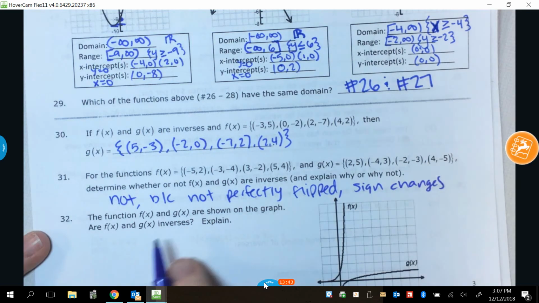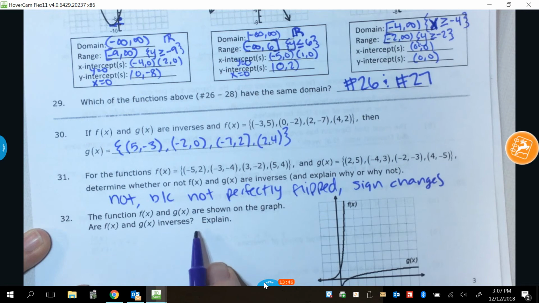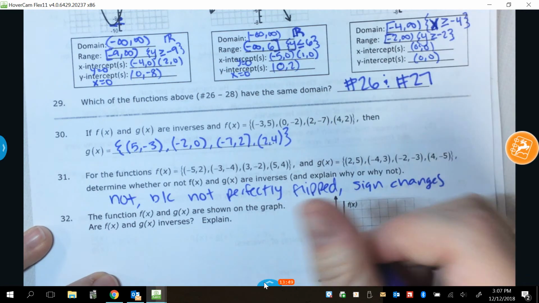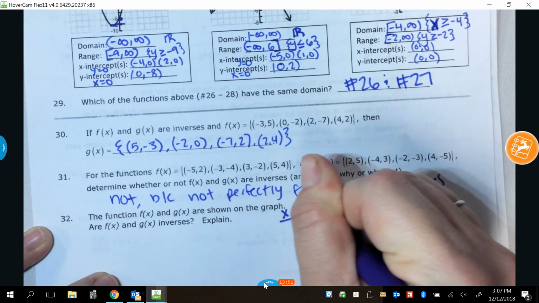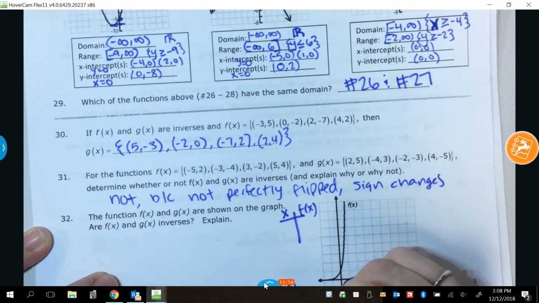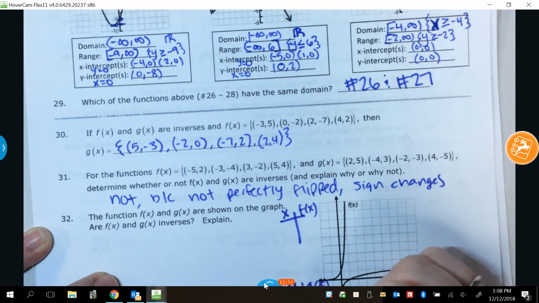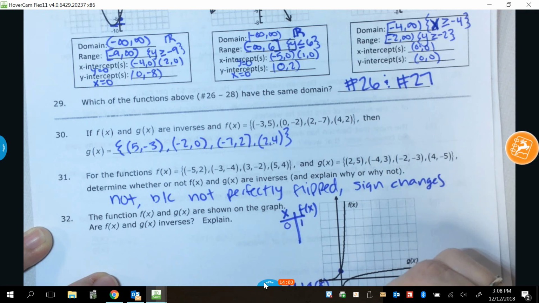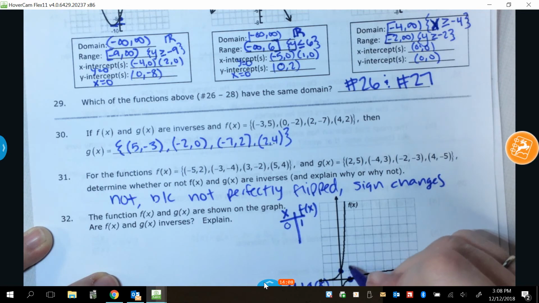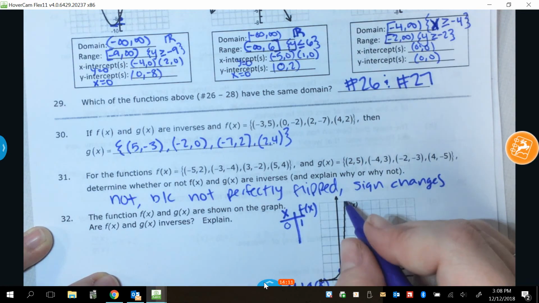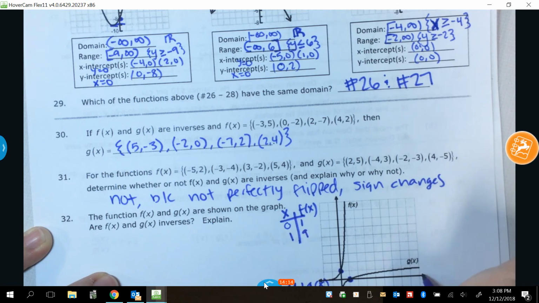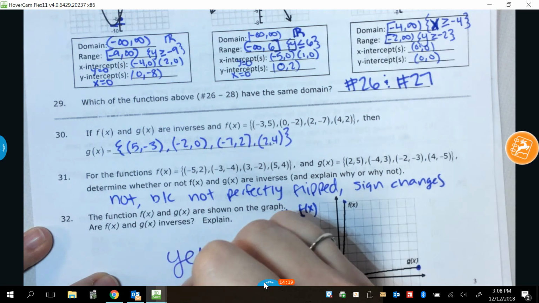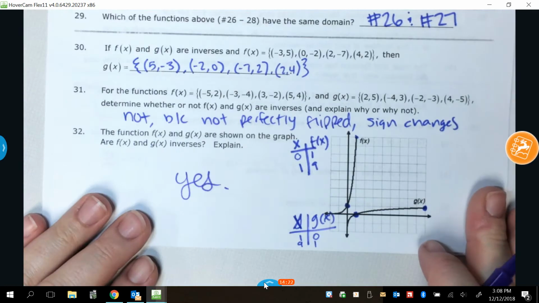Okay. The function f of x and g of x are shown on the graph. Are f of x and g of x inverses? Explain. So I'm going to explain with tables. So we'll have this be f of x, and then we'll have this be g of x. So here's a pretty point at (0, 1). The opposite of that is (1, 0), which is here, which worked. Then we have the point (1, 9), and the opposite of that would be (9, 1), which also worked. So this is a yes. They are inverses.